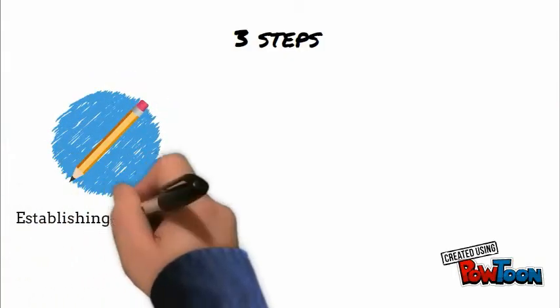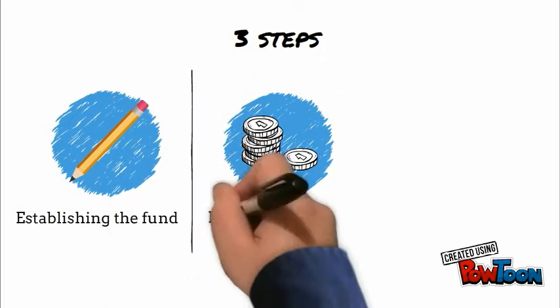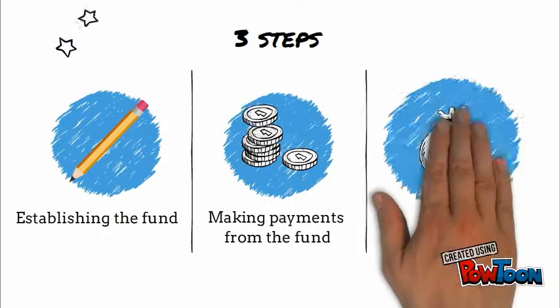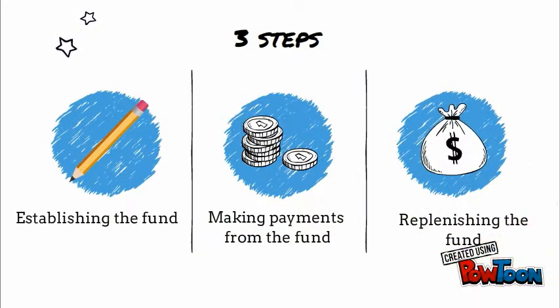There are 3 steps to the petty cash fund. The first, establishing the fund. The second is making payments from the fund. And the third is replenishing the fund.